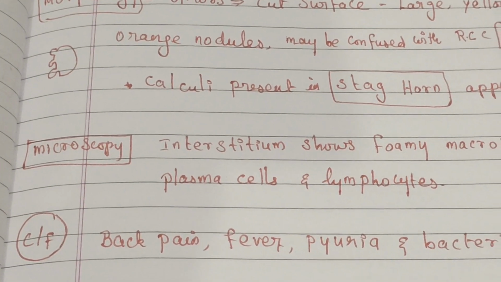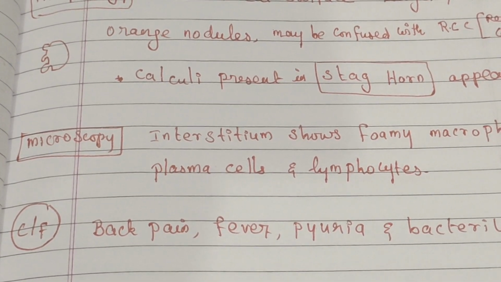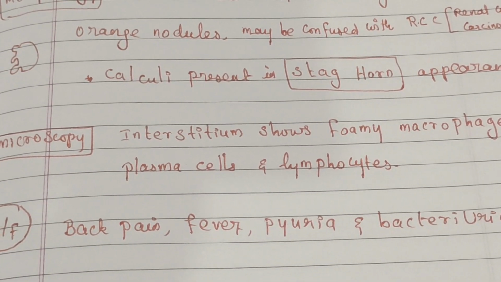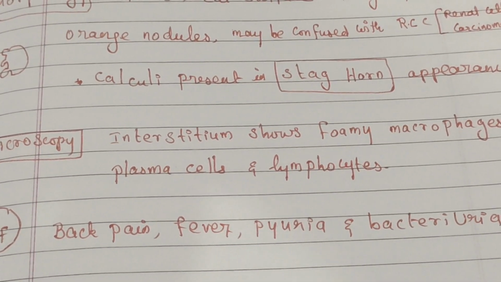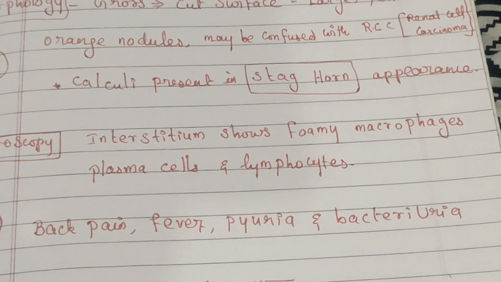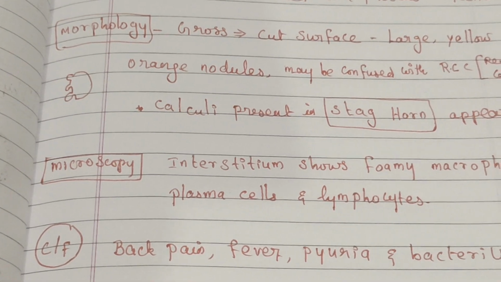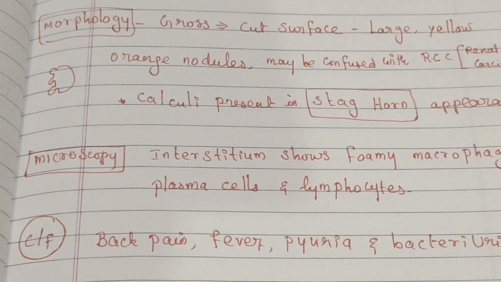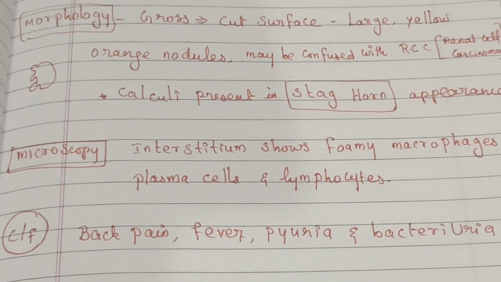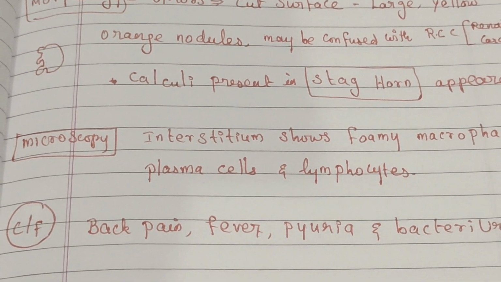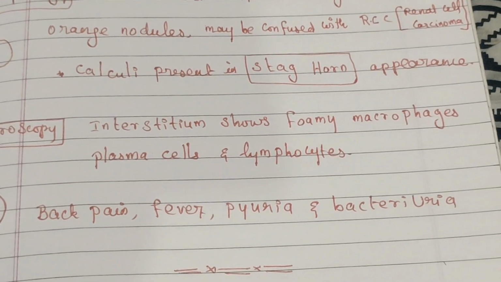Lastly, clinical picture. It includes back pain, fever, pyuria, that is pus in urine, and bacteriuria, that is bacteria in urine. So this is all about chronic pyelonephritis.